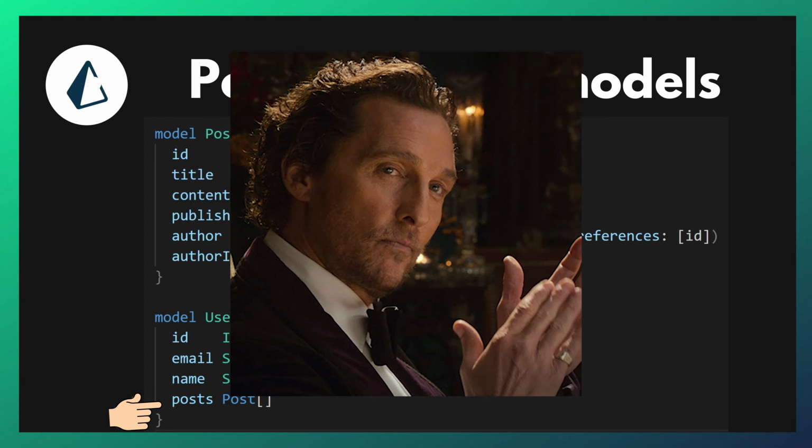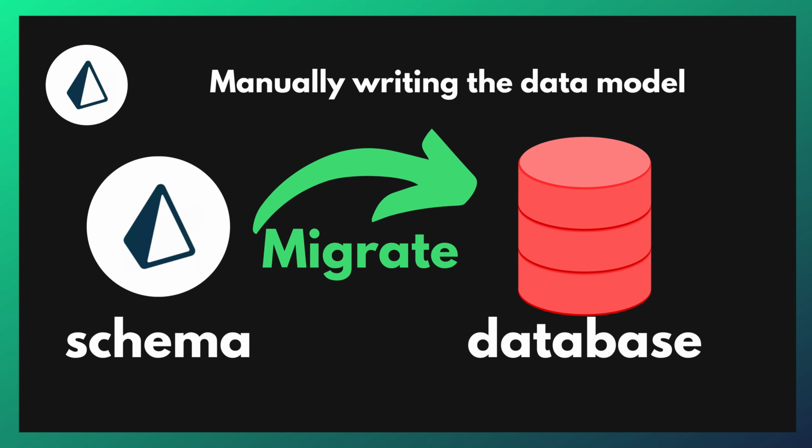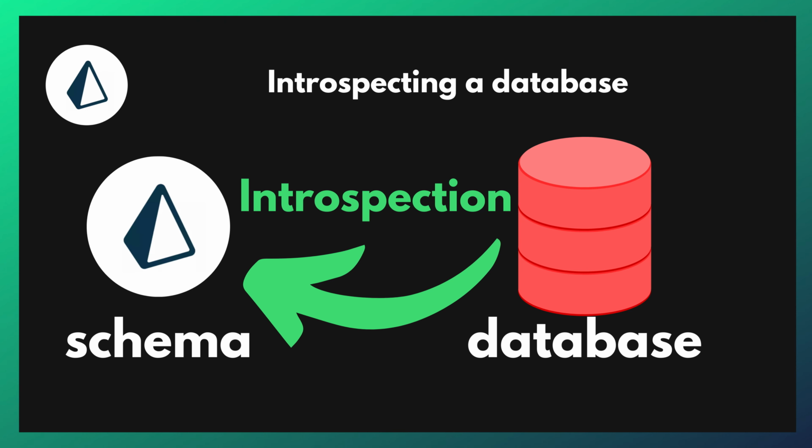The data model is a collection of models. A model is used to represent a table in relational databases or a collection in MongoDB and provide the foundation for the queries in the Prisma Client API. There are two major workflows for getting a data model into your Prisma schema. The first one is manually writing the data model and mapping it to the database with Prisma Migrate, and the second one, generating the data model by introspecting a database.